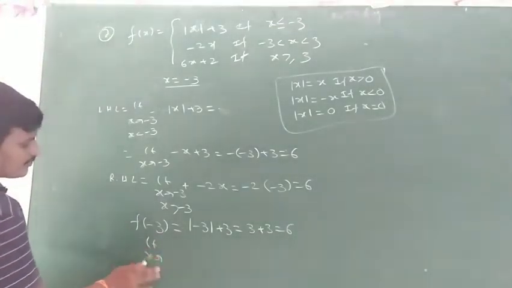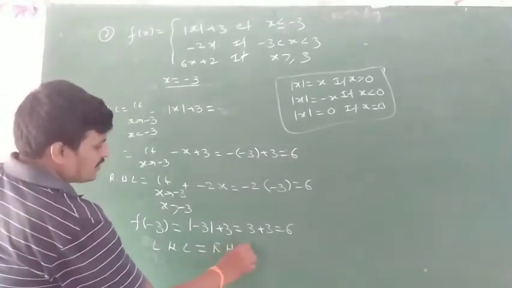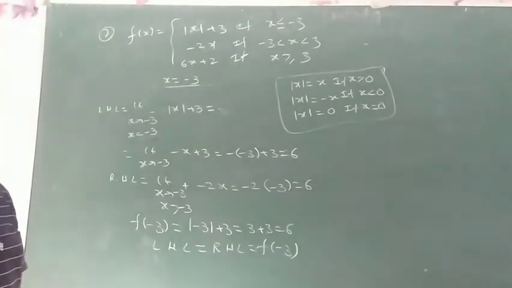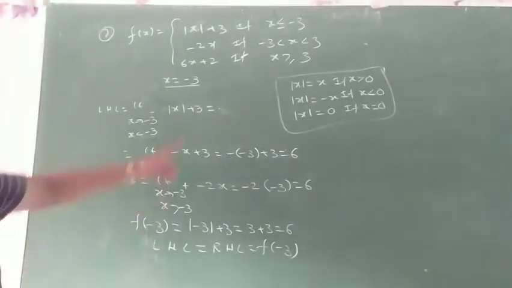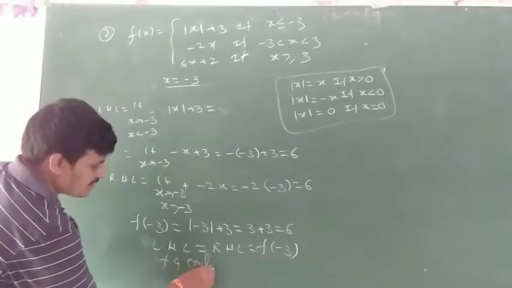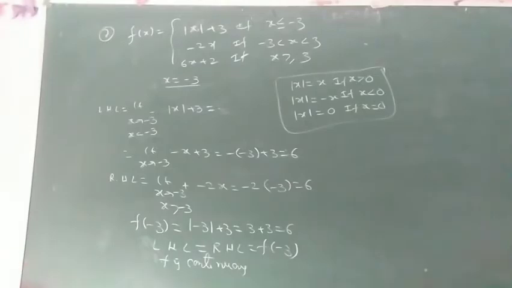LHL equal to RHL equal to f of -3. So is this function continuous or discontinuous? Continuous. So f is continuous at -3. What is asked in the problem? Discontinuous points. Continuous is not important, discontinuous is important.